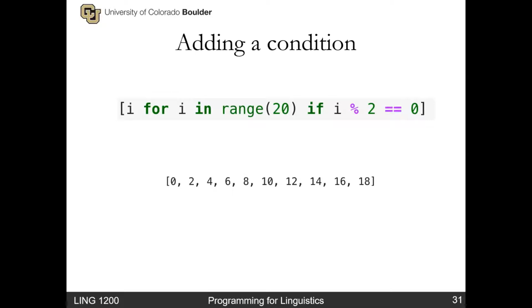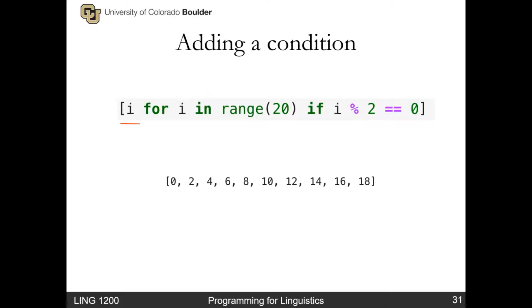And then we have an if statement that follows that. And notice there's no colons. Obviously there's no indenting or putting things on different lines. It's all here in one line. After the for loop is done, we have this if i modulo 2 equals 0. So in other words, if the number divided by 2 has a remainder of 0, it's even.